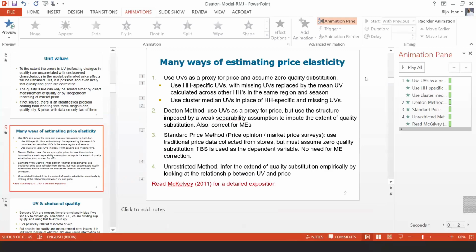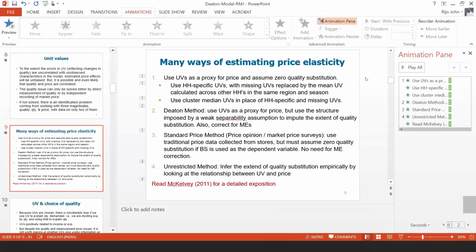And then a third method is a standard price method. So here, the price opinion or market price surveys are used. You use traditional price data collected from stores while estimating elasticity of demand. Instead of using the unit value from the household budget, you can match local prices collected from other surveys with households from that particular location if you have that level of price information available outside from some other surveys.